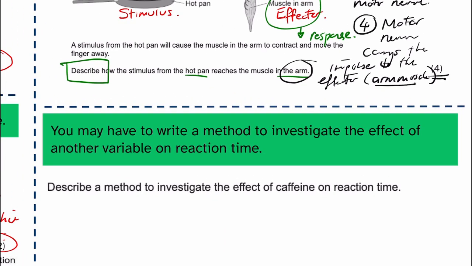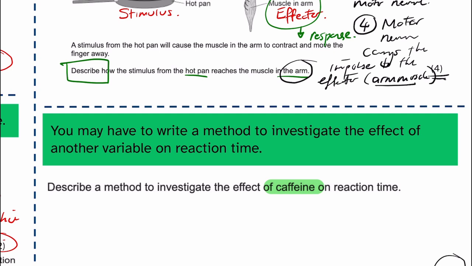Right, you may have to write a method to investigate the effect of another variable on reaction time. Describe a method to investigate the effect of caffeine on reaction time, and it's a 6 marker. So guess what? It's going to be a long answer question. Now, and these are what scare people. You are being asked specifically about caffeine. So you've got to use the general method, which is the one I showed you on the first page, but we've got to change it so that we're not investigating 2 people, we're investigating caffeine versus non-caffeine.